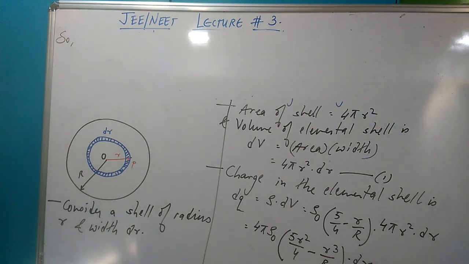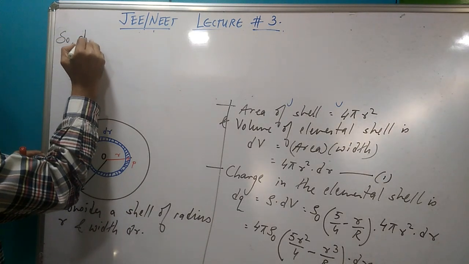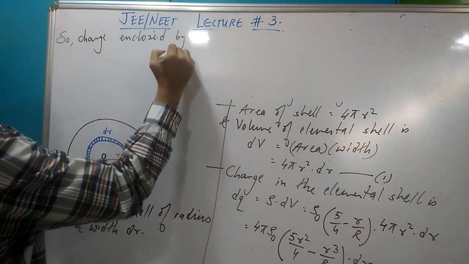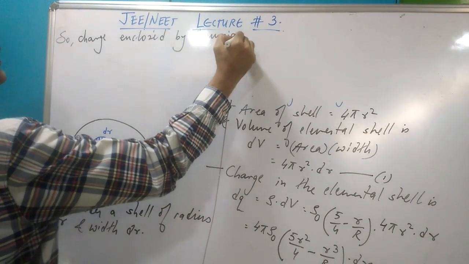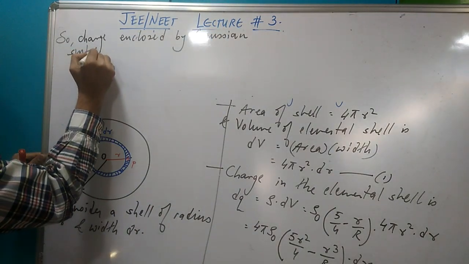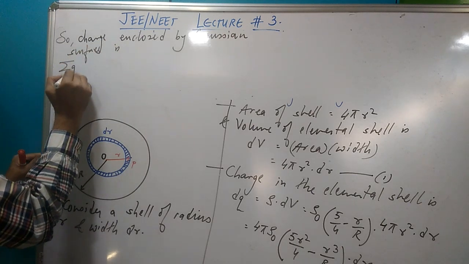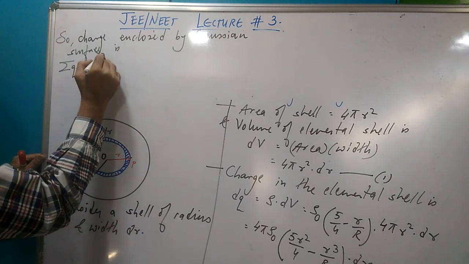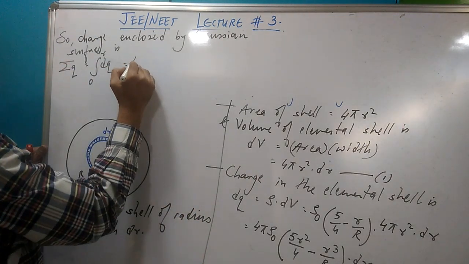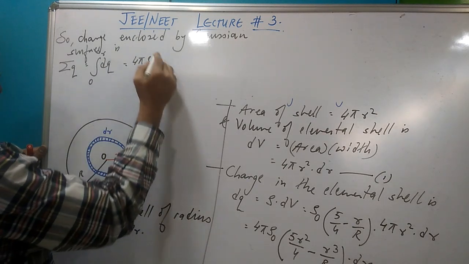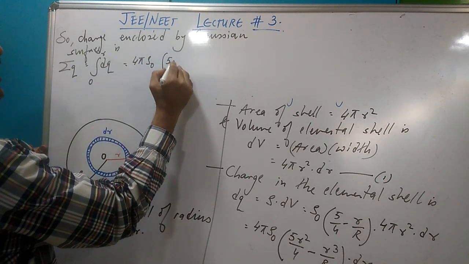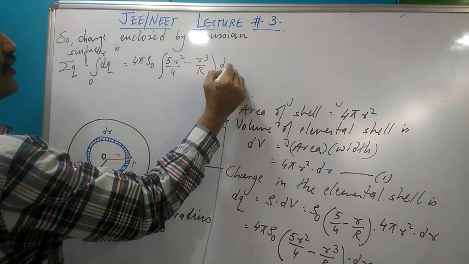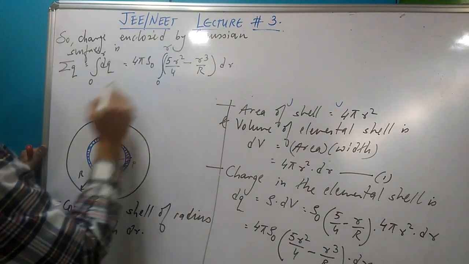Charge enclosed, always integrated by the Gaussian surface, is sigma q, we call it, is integral dq from where to where? From 0 to r. And what comes outside? 4 pi rho 0 comes outside. Integral (5r square by 4 minus r cube by r) whole dr from 0 to r.